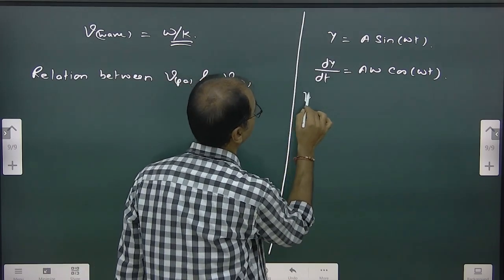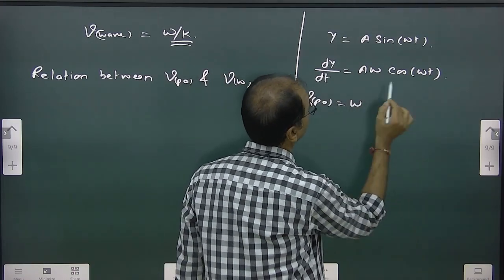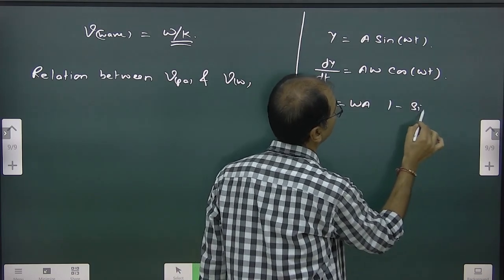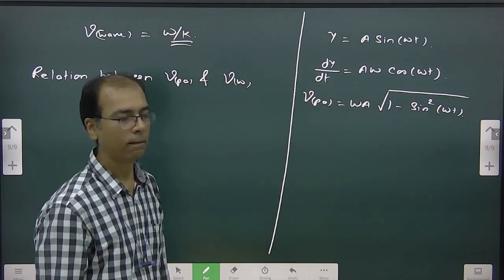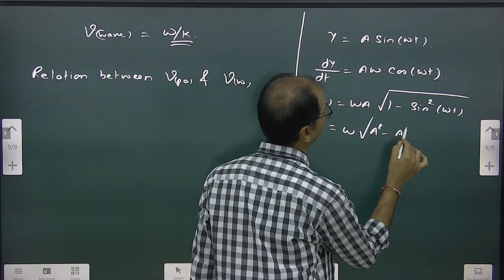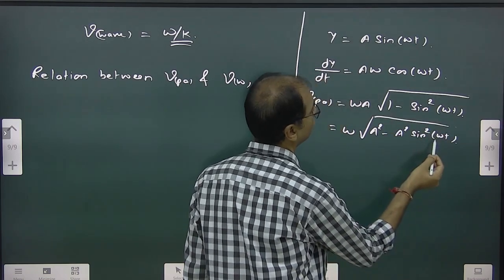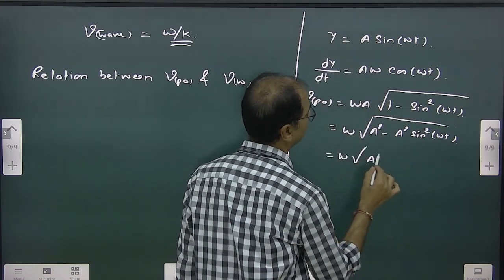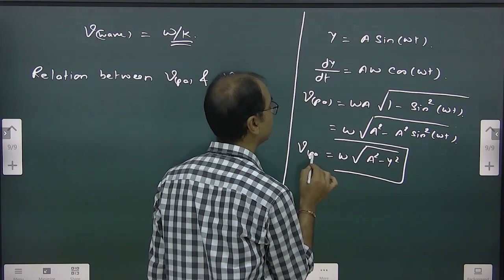Okay, so this is velocity of particle. Here we have a omega cos omega t. This cos omega t I am writing as root over 1 minus sine square omega t. Correct? Then take a inside the root, it becomes a square minus a square sine square omega t, so a sine omega t whole square. What is a sine omega t? A sine omega t is y. So this becomes omega root over a square minus y square. This is velocity of particle doing SHM.